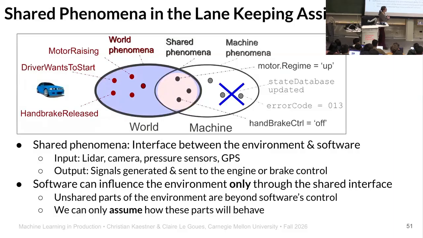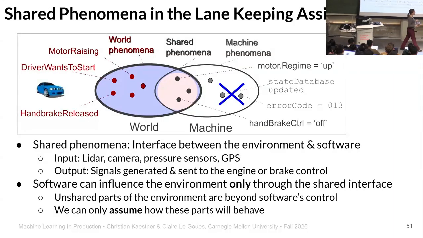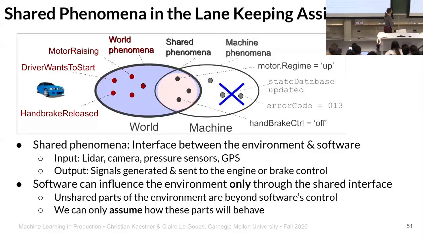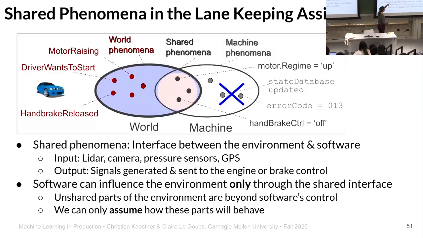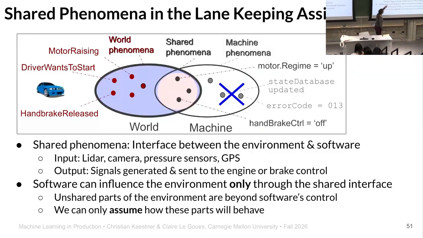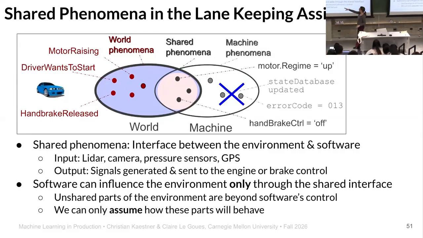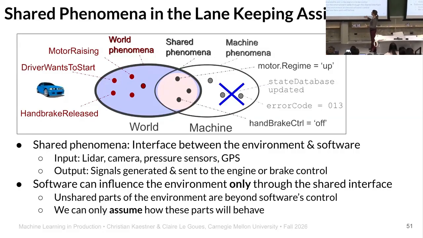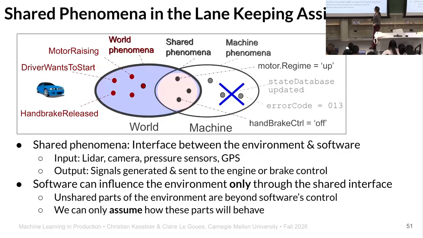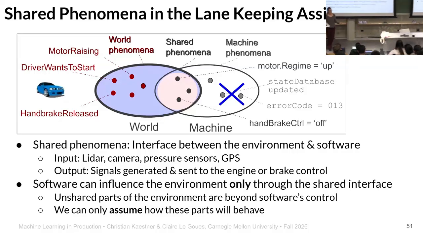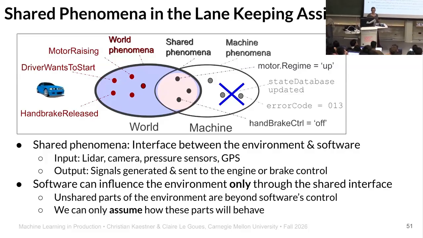So here, just to be completist, the shared phenomena is the interface between the environment and the software. So in lane keeping, it's going to be things like LiDAR, if you're not in a Tesla, the camera, the pressure sensors, the GPS. The output will be signals generated and sent to engines or brake control or steering. Software is only influencing the environment through that interface. We can only assume how they will behave. And we can check those assumptions, but we can't actually control them.